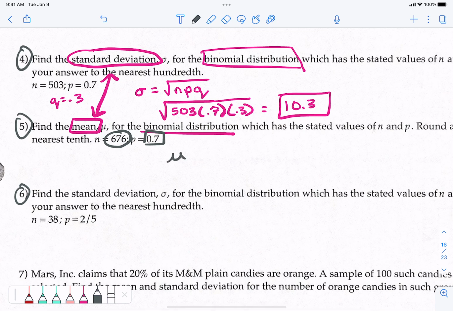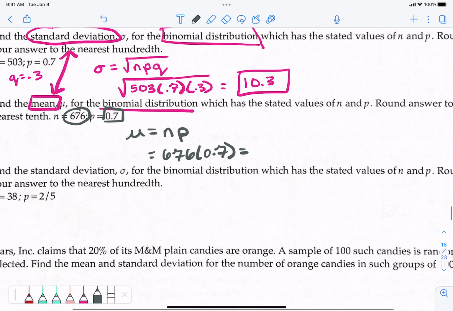To find the mean or to find the average, I take my n times my p. Like if 70% of the total is doing this, how many is that, right? So 676 times that 70%. Is that the right formula? Yeah? 473.2.